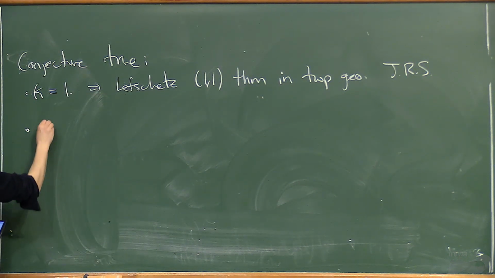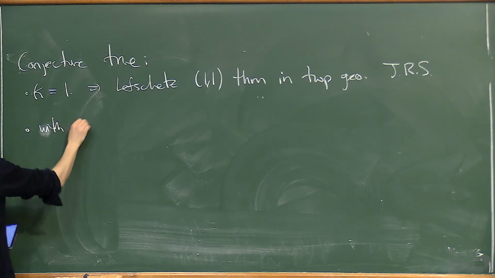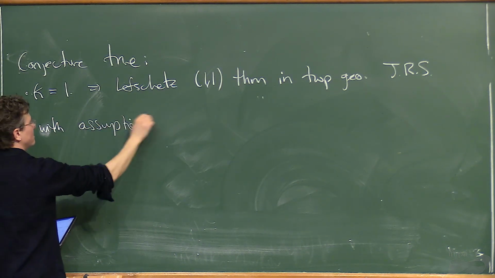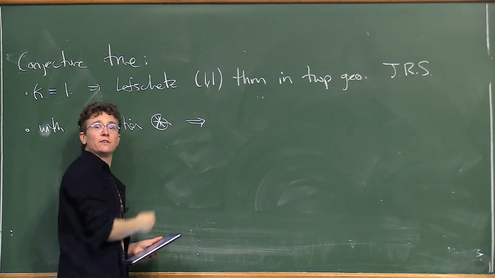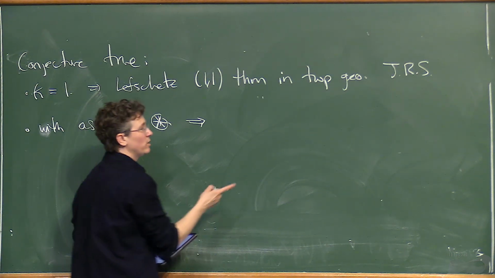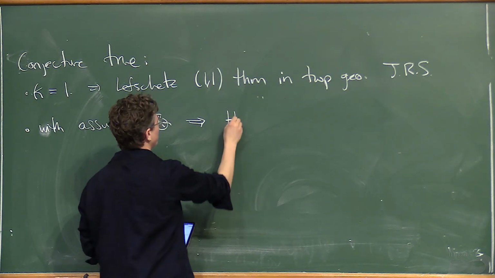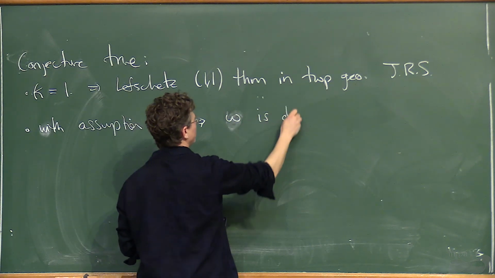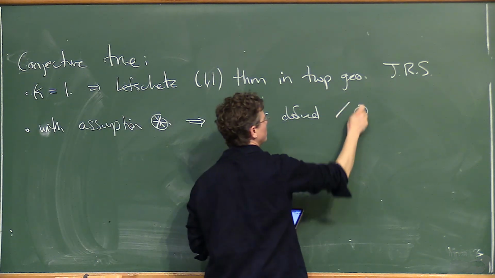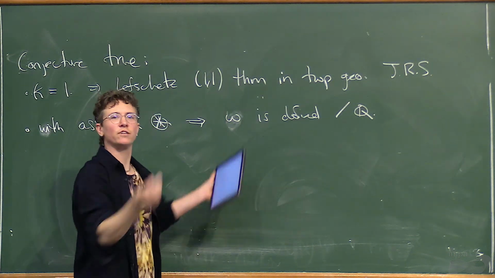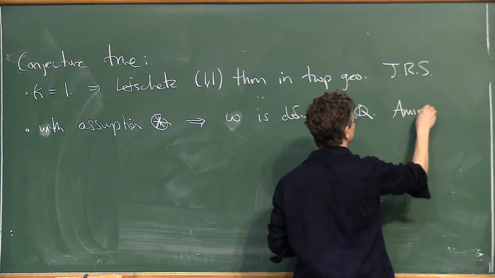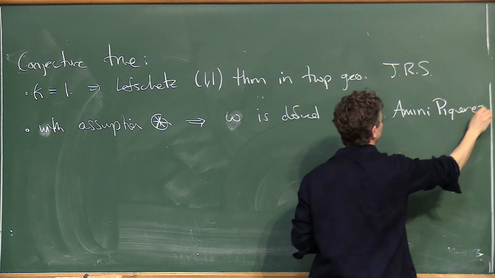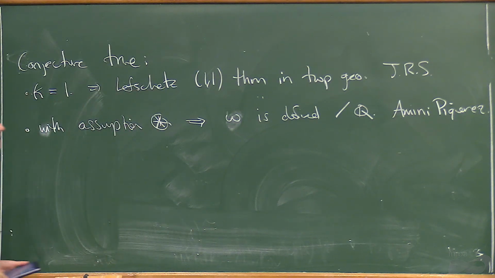And if we bring back the assumption star, meaning that the vertices of this complex were defined over Q, what that gives us is that this map, the W, is defined over Q. So in that sense, it's taking out any kind of transcendental nature or any kind of mixing of coefficients. And this is Amini and Piquerez.